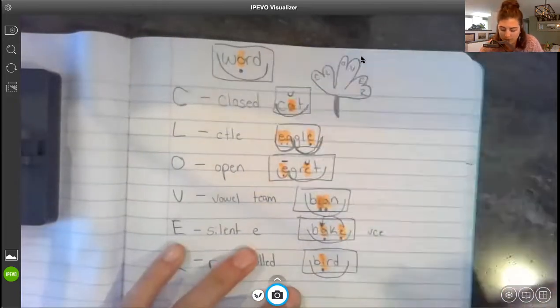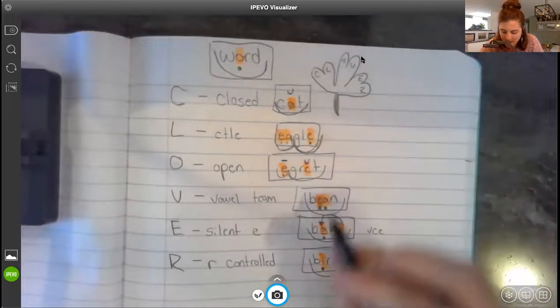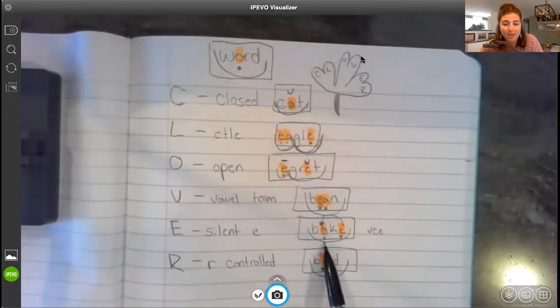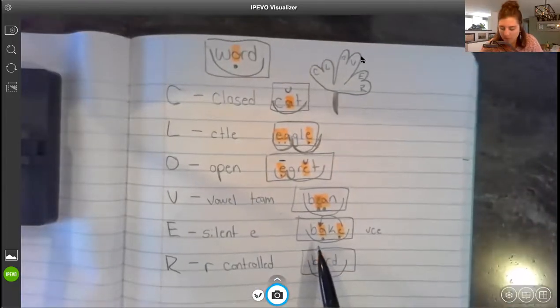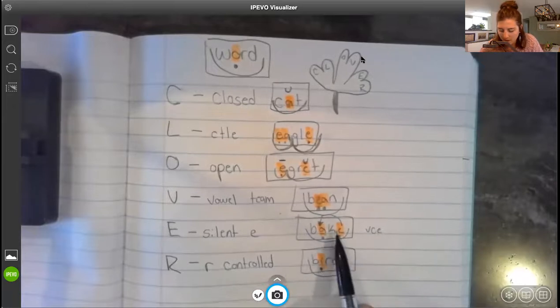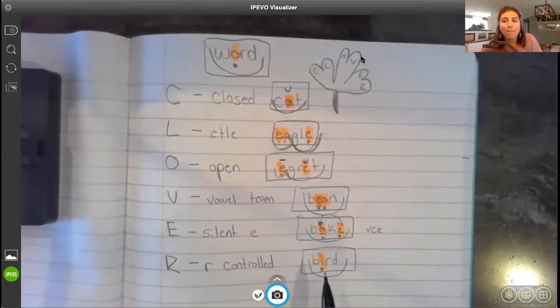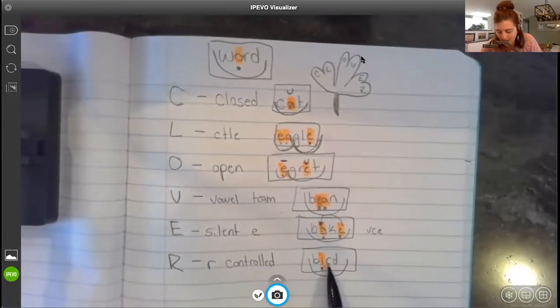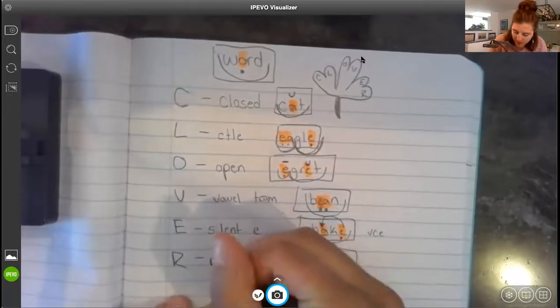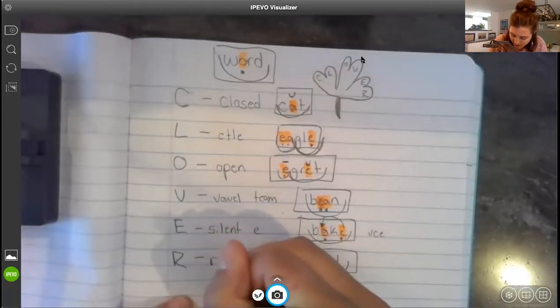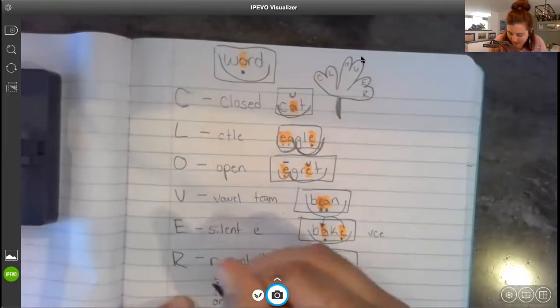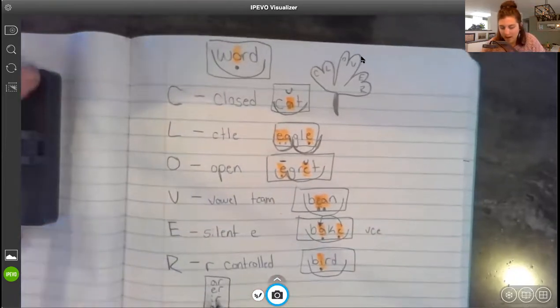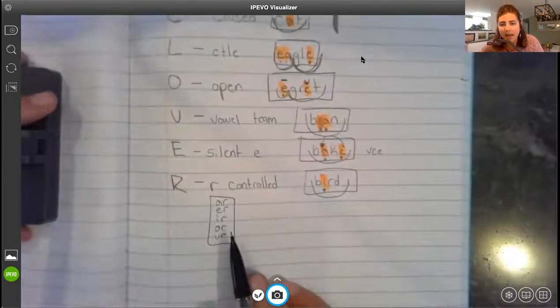Let's take a look at bean. One syllable, E-A. E-A is a vowel team. Let's take a look at bake. Bake, one syllable, vowel, consonant E. That is our silent E rule. And take a look at bird, one syllable. I-R, it has at least one vowel, and it's going to be R controlled. Remember, A-R, E-R, I-R, O-R, and U-R. If it has a vowel plus an R at the end, it's going to be R controlled.